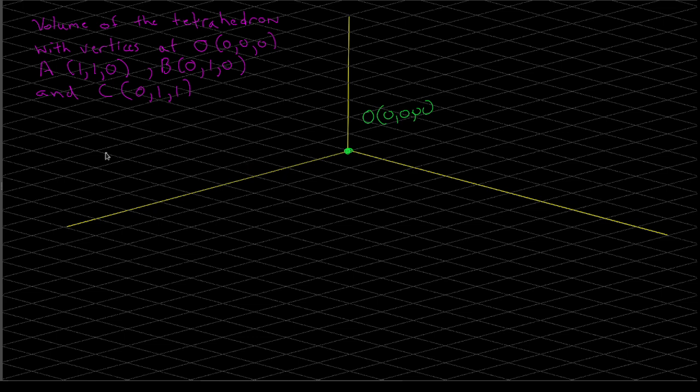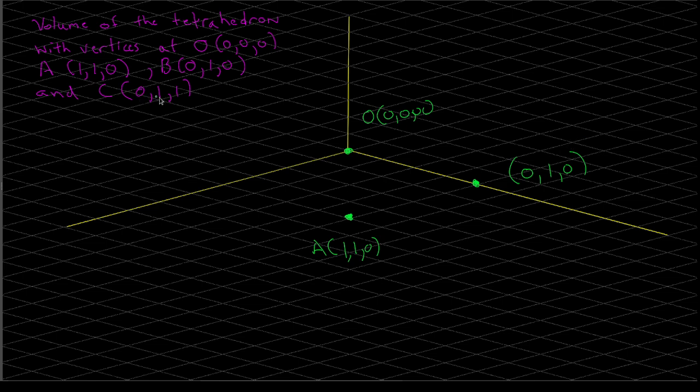And then we want a point at A, which is 1, so let's make each of these a quarter. So I'm going to go 1 in the x direction. So 1, 2, 3, 4, and 1 in the y direction, 4. So that's A at 1, 1, 0. And then B is 0, 1, 0. So 1, 2, 3, 4. Here's B, 0, 1, 0.